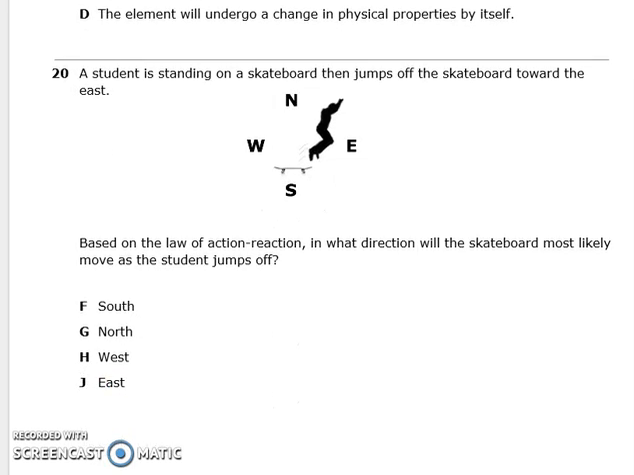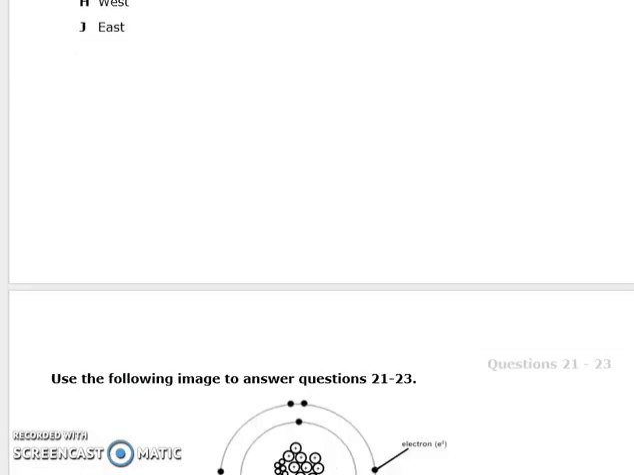Number 20. A student is standing on a skateboard, then jumps off the skateboard towards the east. Based on the law of action-reaction, in what direction will the skateboard most likely move as the student jumps off? F. South. G. North. H. West. J. East.